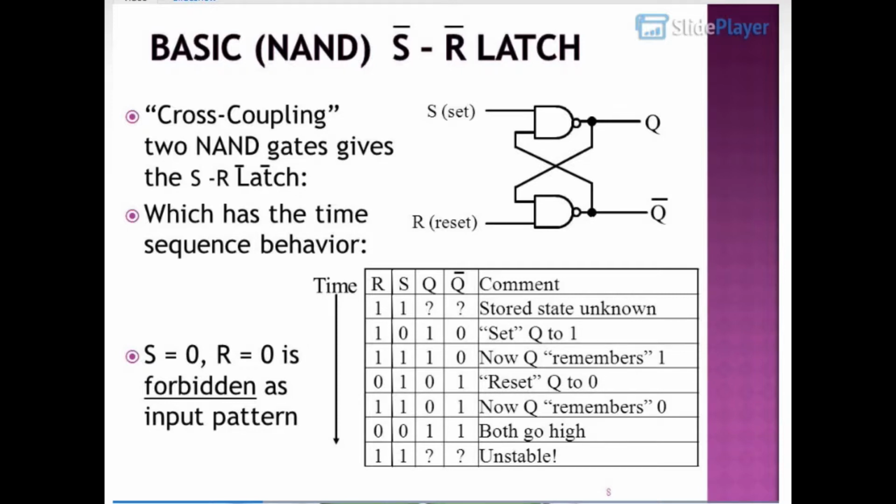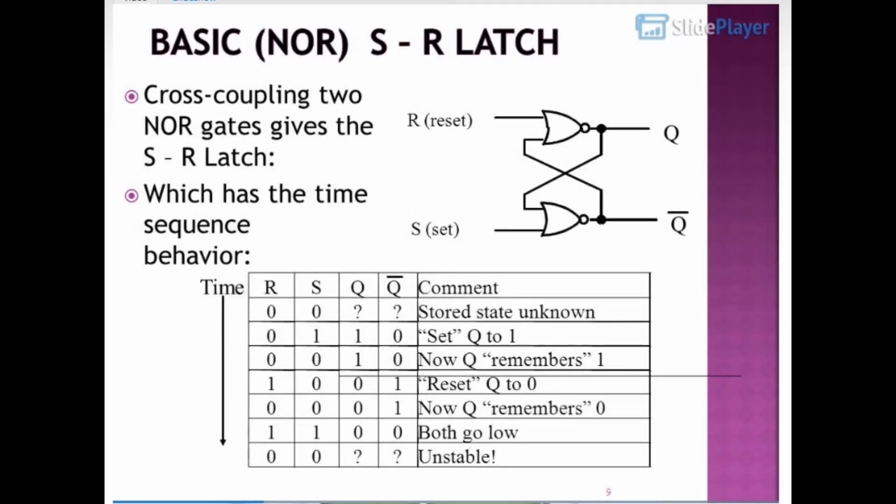Unstable. Basic NOR SR latch. Cross-coupling two NOR gates gives the SR latch, which has this time sequence behavior. S, set. R, reset. Q. R. S. Q. Comment.